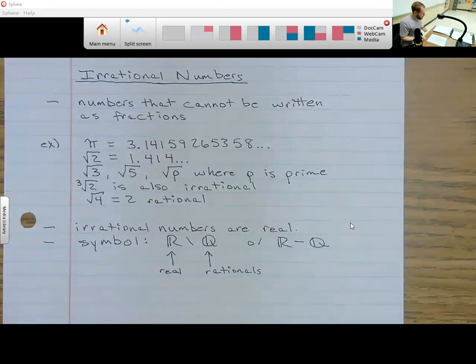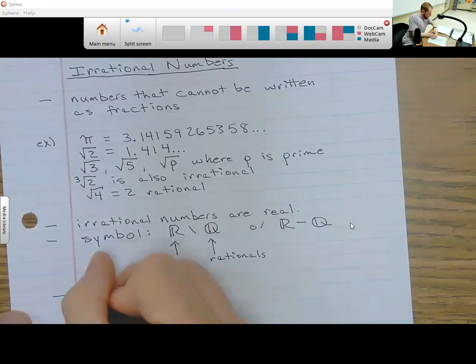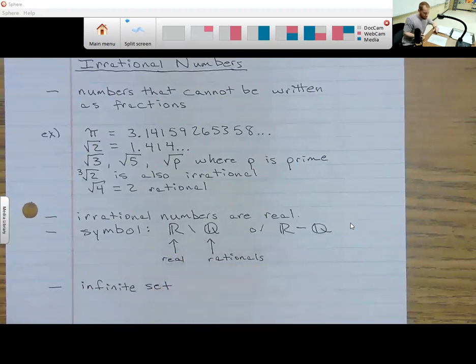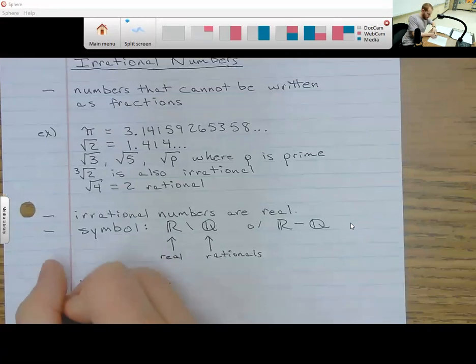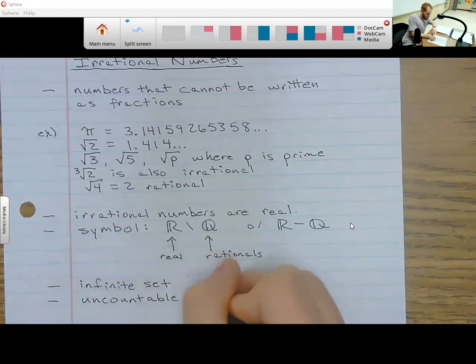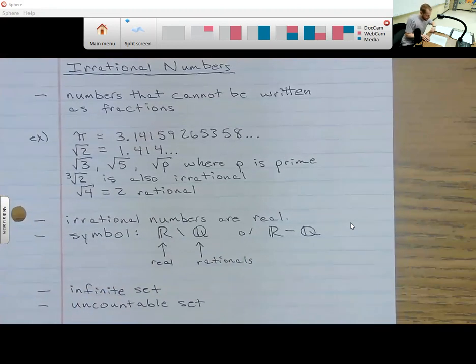Another thing to say about this is it's also an infinite set, right? There's an infinite number of irrationals. And this is the first uncountable set. This is an uncountable set because there's no way to list all these numbers in a sequence. This is the first uncountable set that you're going to run into.